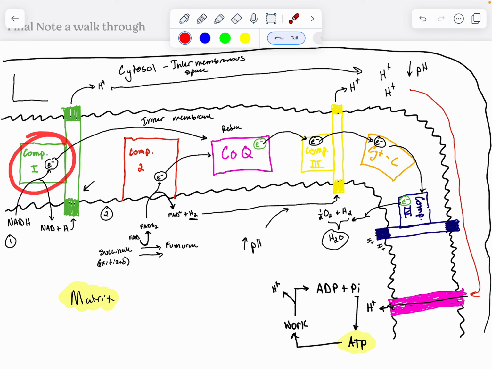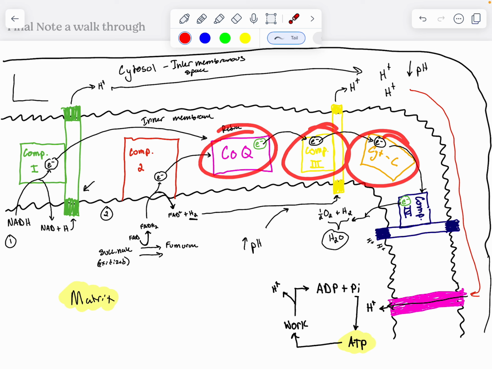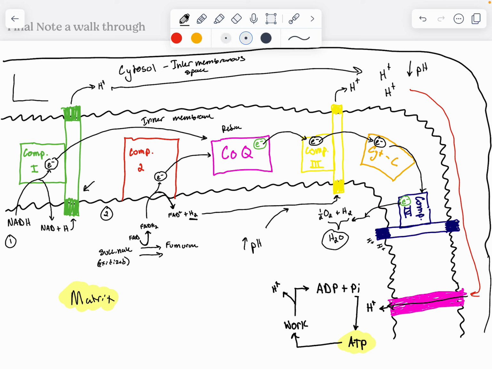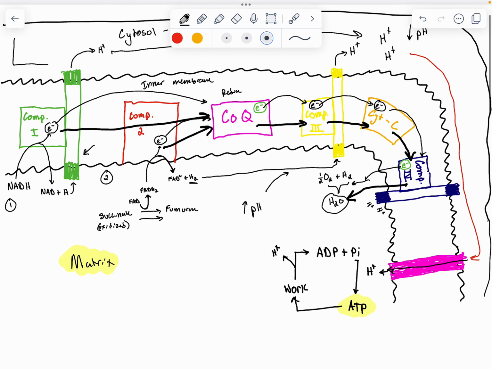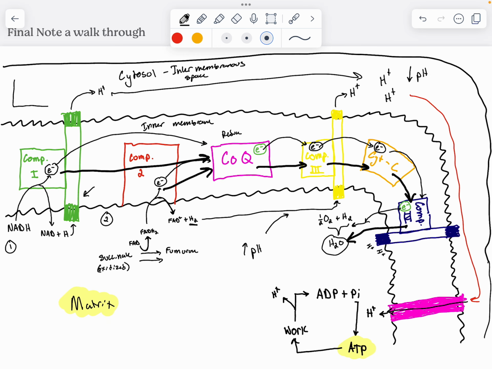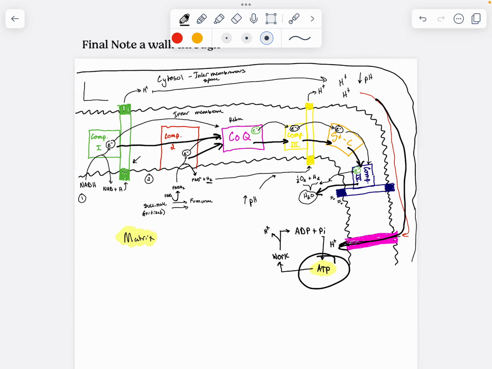So memorize complex 1, complex 2, CoQ, complex 3, cytochrome C, complex 4, and this proton gradient. All we need to know is, I'm just going to create a big arrow just to overly simplify this. Complex 1 goes to CoQ, complex 2 goes to CoQ, CoQ goes to complex 3 goes to cytochrome C goes to complex 4 creates H2O. And this entire time we are creating a proton gradient. These protons are going to come flying back in so we can eventually create ATP.